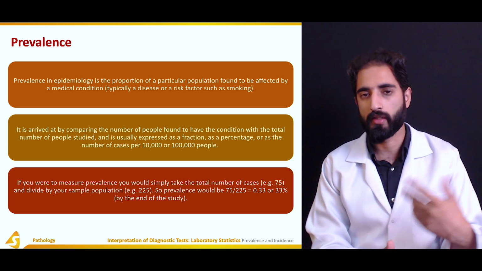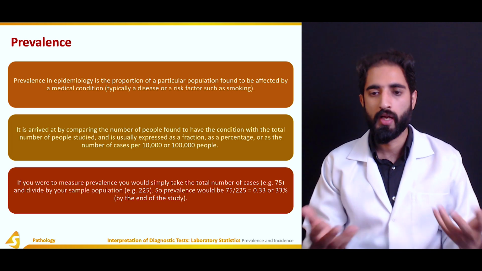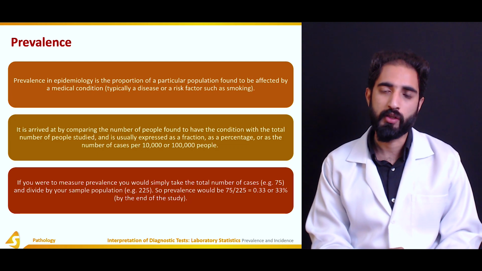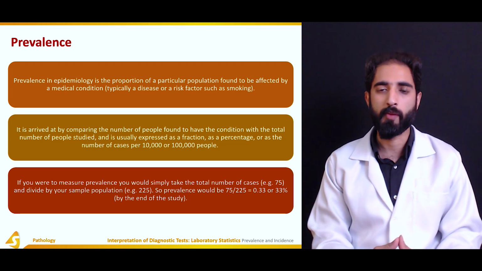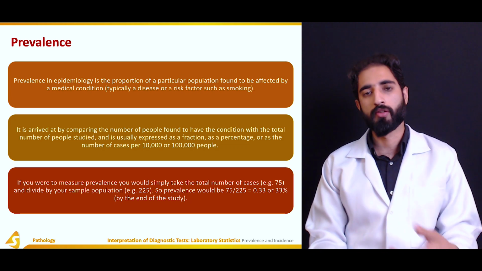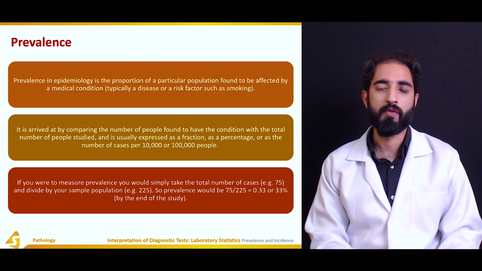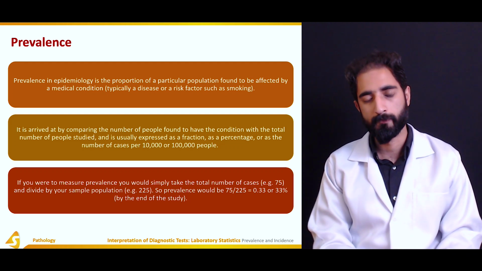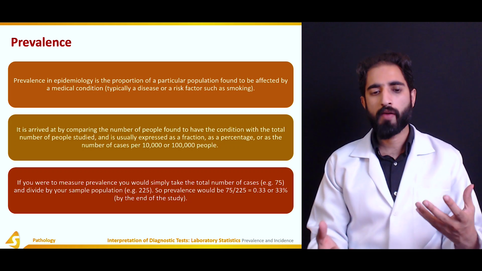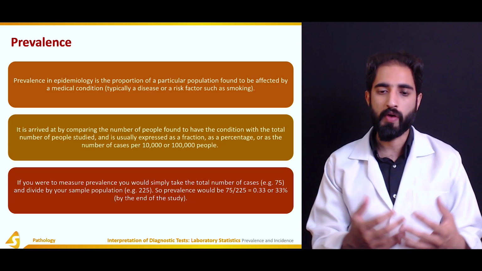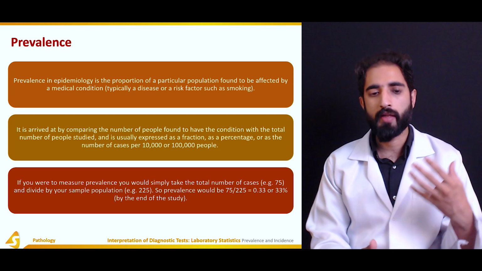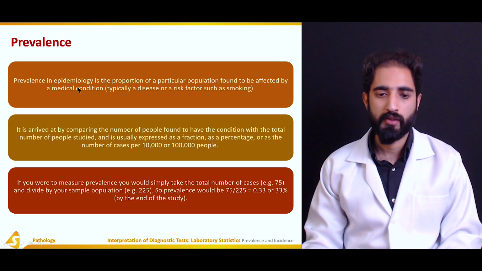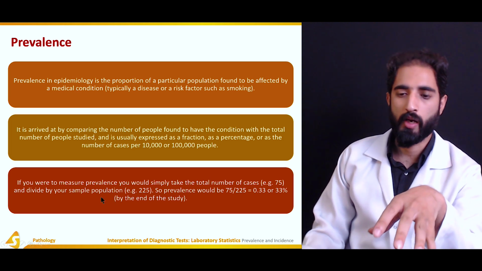For example, obesity is a risk factor for different conditions. Smoking is a risk factor for different types of pulmonary conditions. So, it can also be the prevalence of different types of risk factors, such as prevalence of obesity, prevalence of smoking, and prevalence of any other risk factor. It is also arrived at by comparing the number of people found to have the condition divided by the total number of people studied.